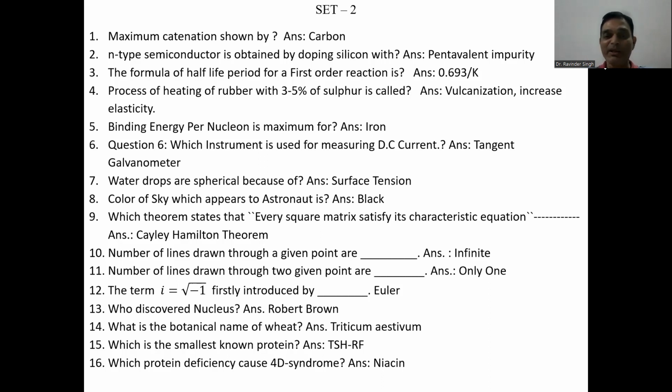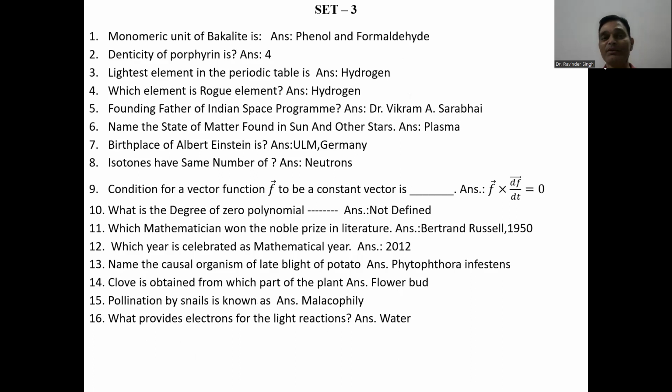Answer is Triticum aestivum. Next question, which is the smallest non-protein? Answer is TSHRF. Which protein deficiency causes 4D syndrome? Answer is niacin. So that is the set number 2 for another team. Next is the set number 3.